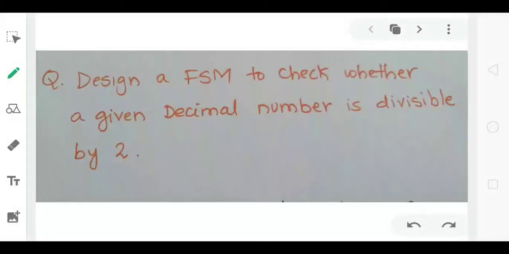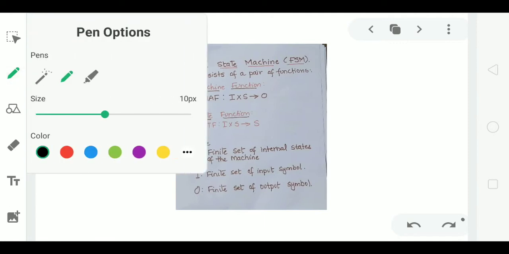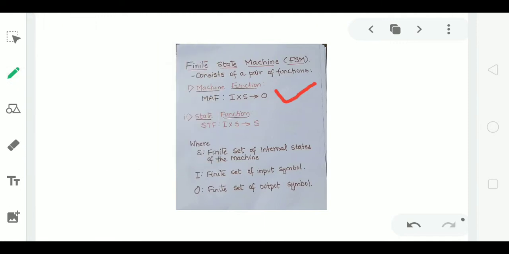Hello everyone. Today we are going to design an FSM to check whether decimal numbers are divisible by 2. First of all, what is an FSM? An FSM is a machine that consists of two functions, a machine function and a state function.